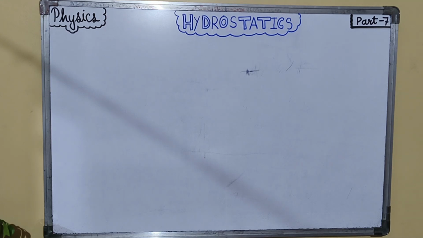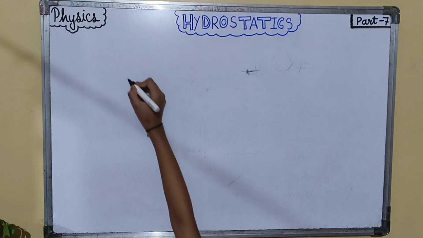Today we are going to learn class 9th Physics chapter Hydrostatics part 7. In this part we are going to learn the topic that is floating. We have heard this floating name and we are well known about it. But we are going to see what is the real meaning of flotation in this chapter. Flotation.